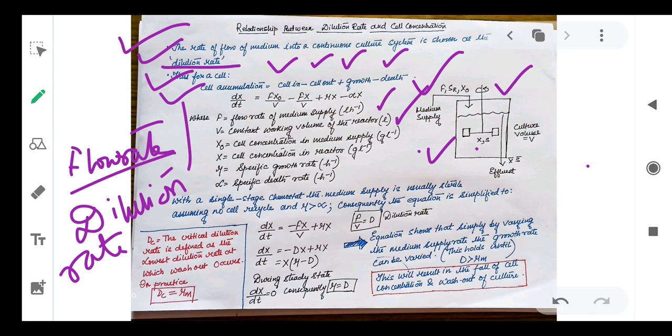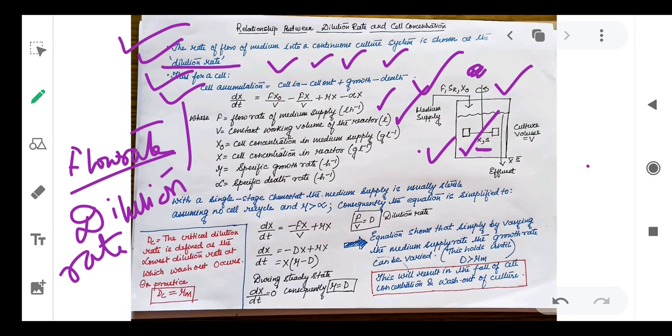Next is your cell out. From where are the cells going out? Cells are going out from the bioreactor. So Fx by V. F is the flow rate of the medium supply, and x is the amount of cells inside the bioreactor. See, this x0 is entering the bioreactor and x is inside the bioreactor.